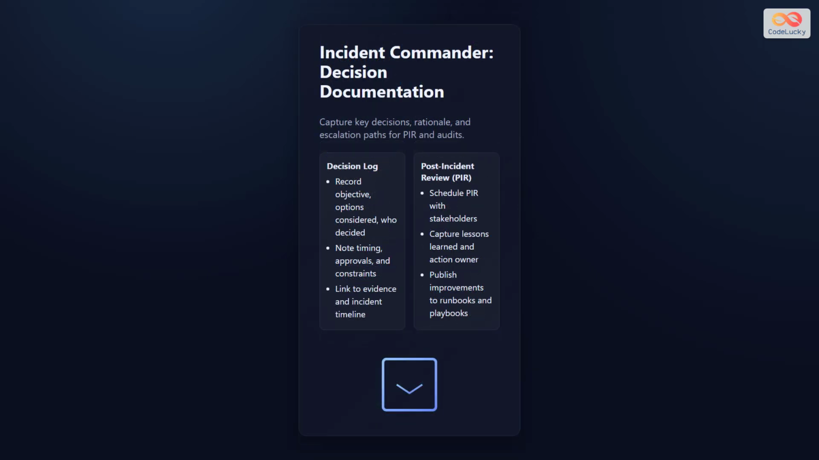Effective communication is essential for incident command. The incident commander maintains the incident timeline with detailed notes on what happened when. They provide regular status updates to stakeholders at appropriate intervals. They ensure all team members understand the current status and their specific responsibilities. They manage the incident bridge call, keeping discussions focused and productive. And they document decisions and their rationale for later review during the post-incident process.